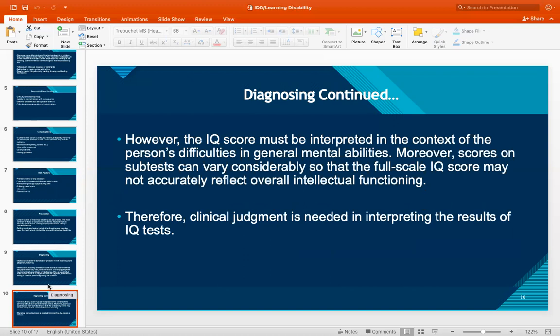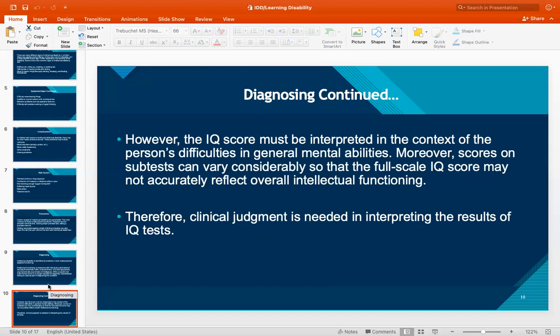However, the IQ score must be interpreted in context to the person's difficulties. So basically, their general mental abilities are something also to consider. Moreover, the score on the subtests can vary considerably, so that the full scale IQ score may not accurately reflect the overall intellectual functioning. So what we say next is that clinical judgment is needed to interpret the results of the IQ.